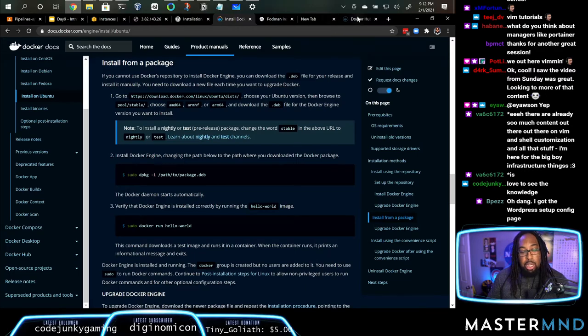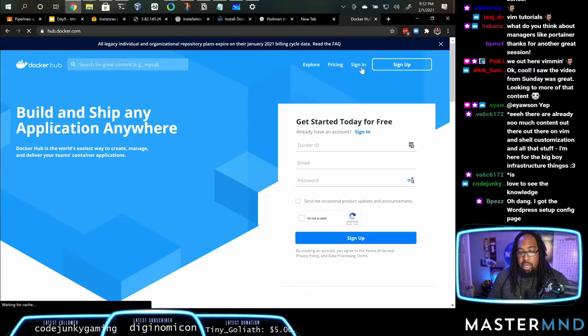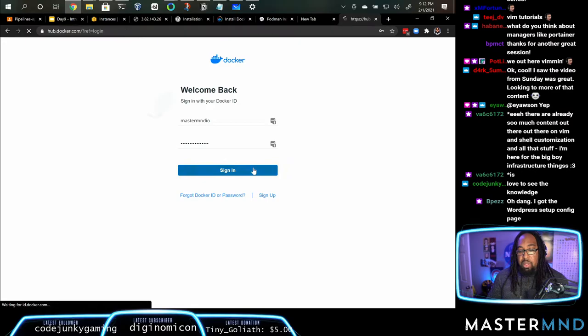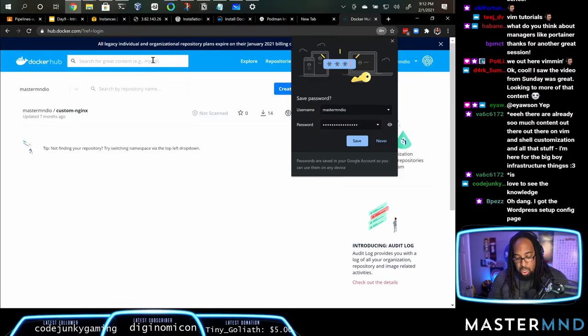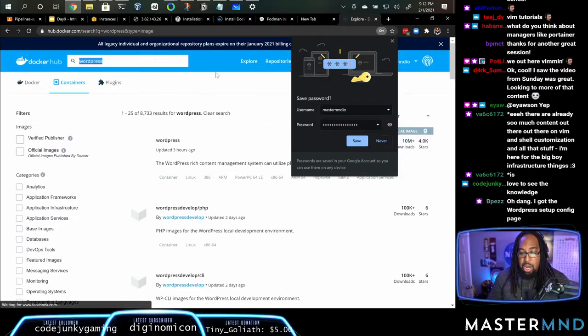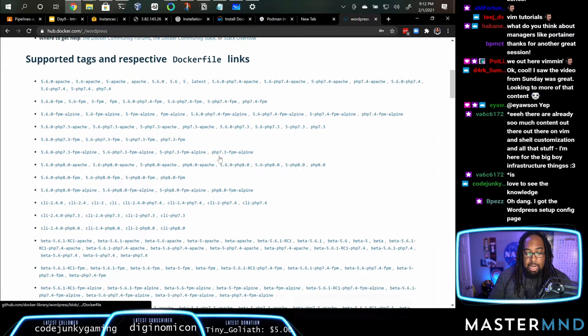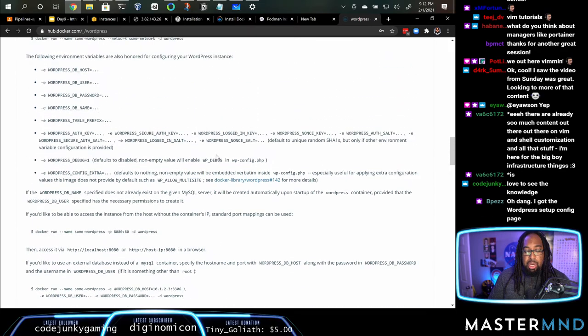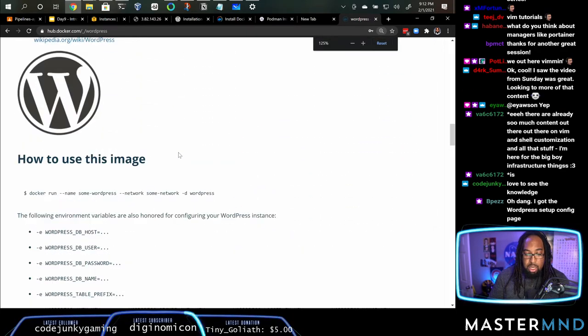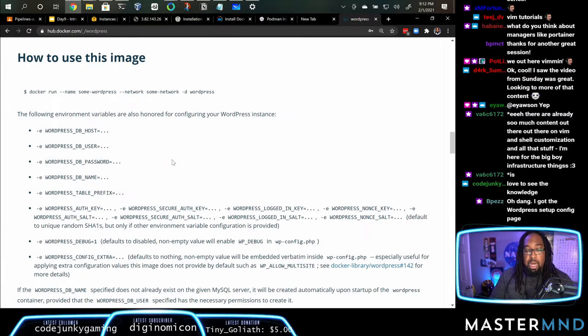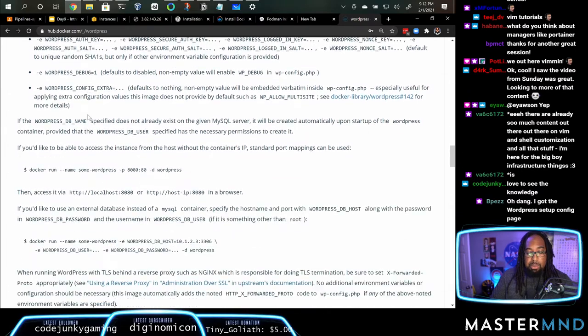Let me go look at the Docker Hub page. Let's see. Sign in. I know I opened it up. I opened up the stuff here, but let's go see. Again, they normally tell you to run it with Docker Compose, but let's see. Some network, DB host, so we're gonna have to set these options in a second. Oh yeah, so it's 8080. Okay, cool. 8080 is it.